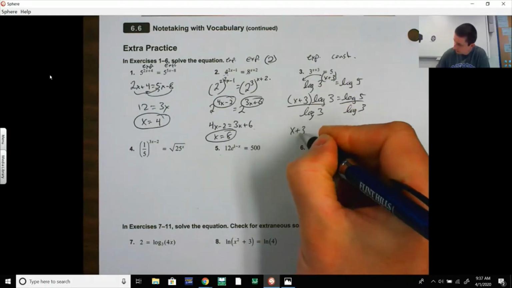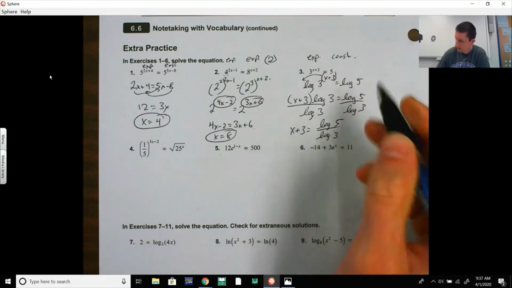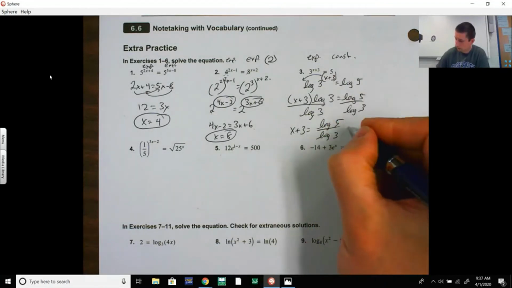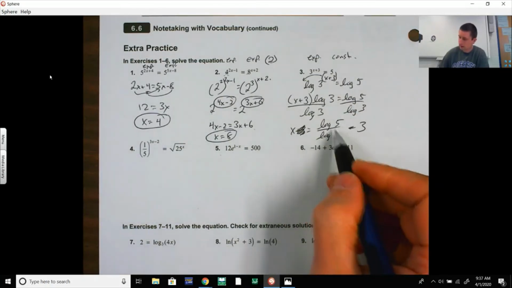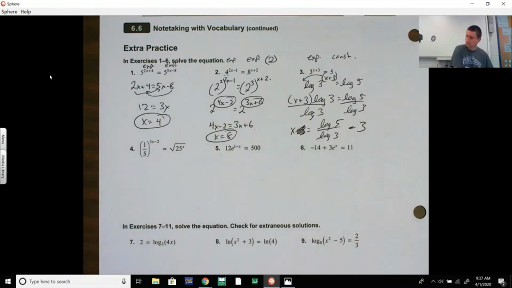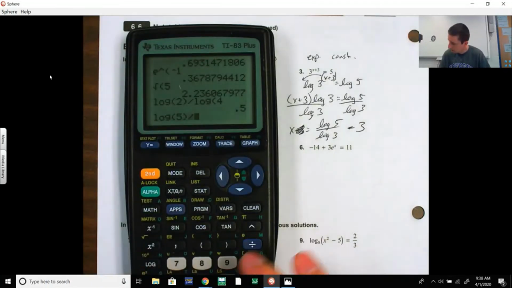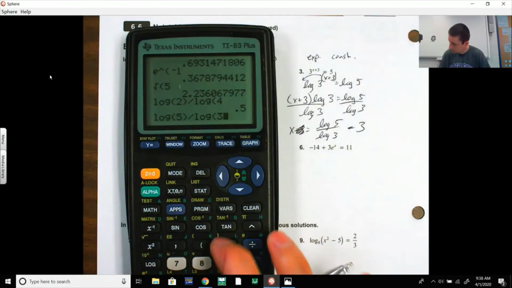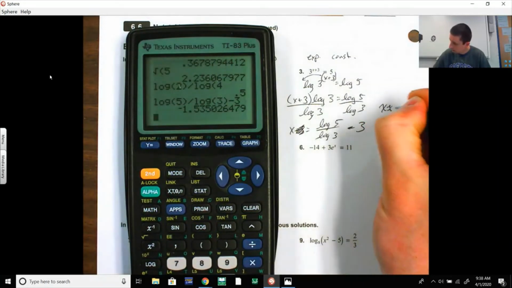So x plus 3 equals log of 5 divided by log of 3. And then you minus the 3 over. So you say, okay, I'm going to minus 3. That goes away. So x is the log of 5 divided by the log of 3 minus 3. So log of 5, close the parenthesis, divided by the log of 3, close the parenthesis, minus 3. So x is approximately negative 1.5.